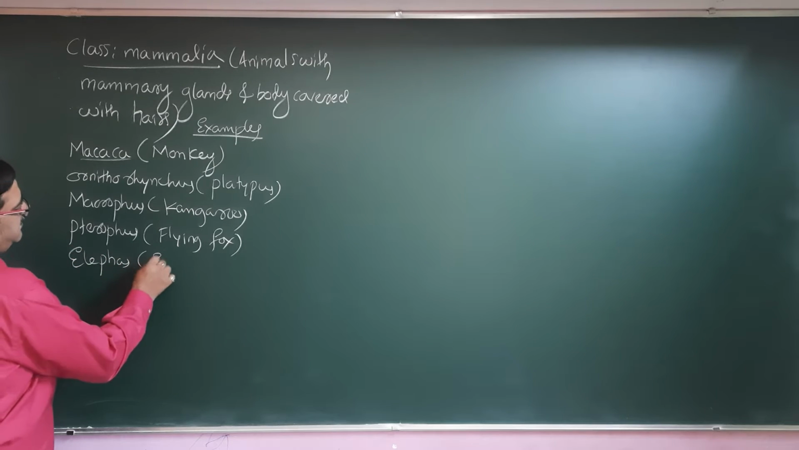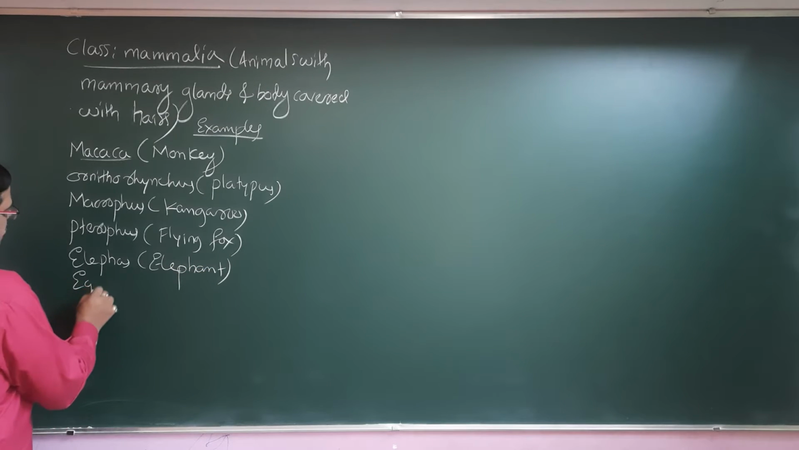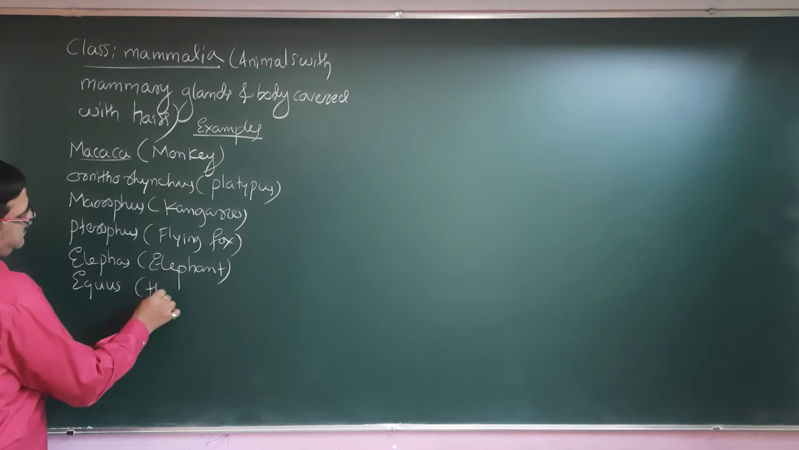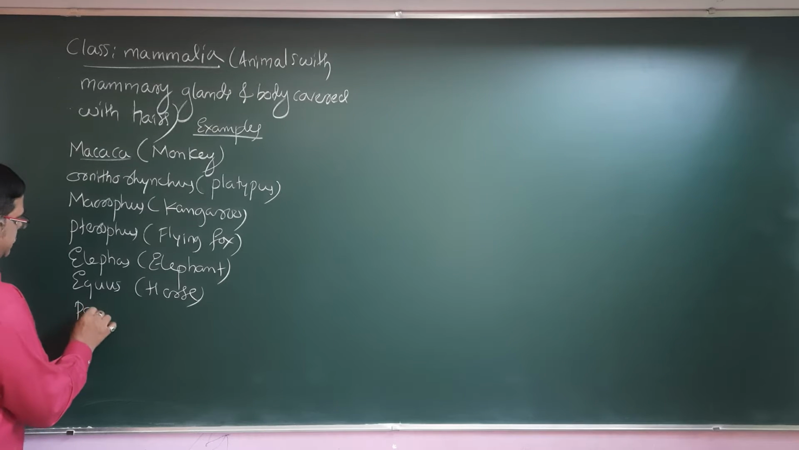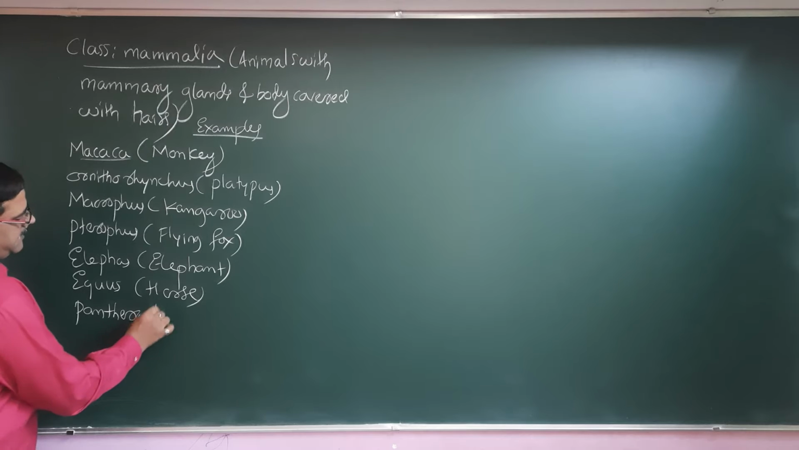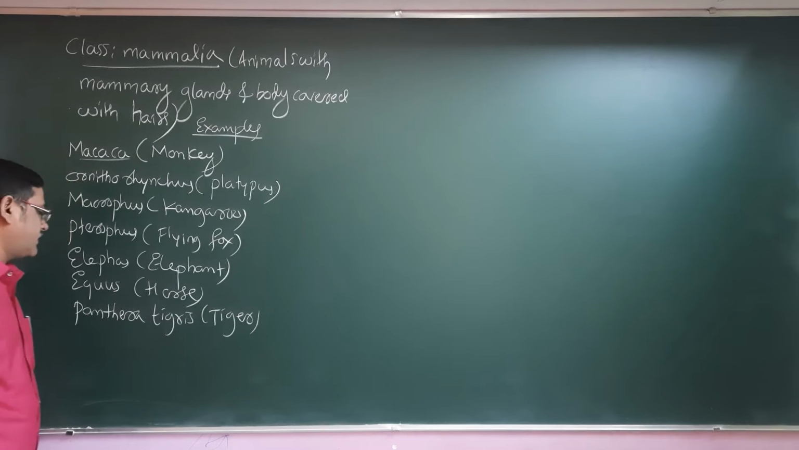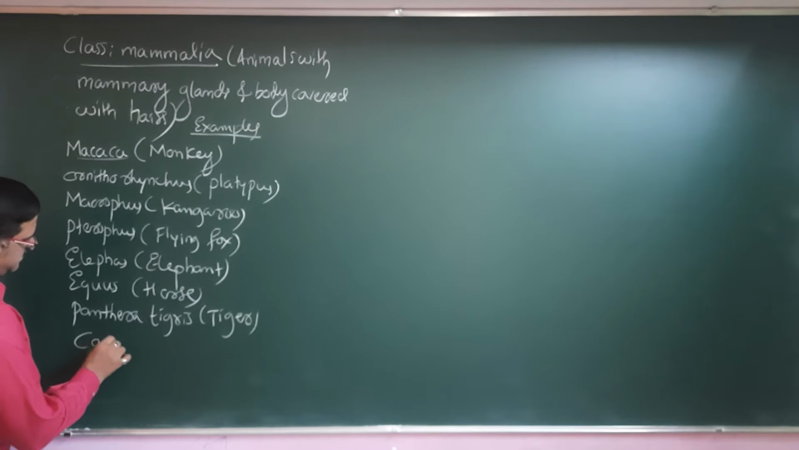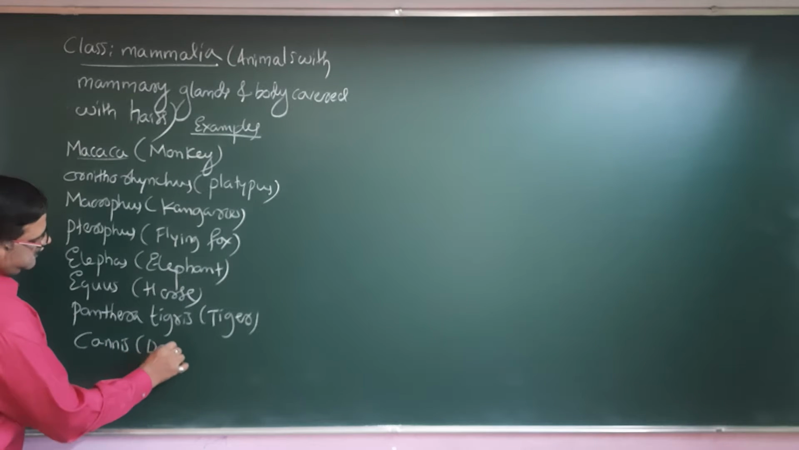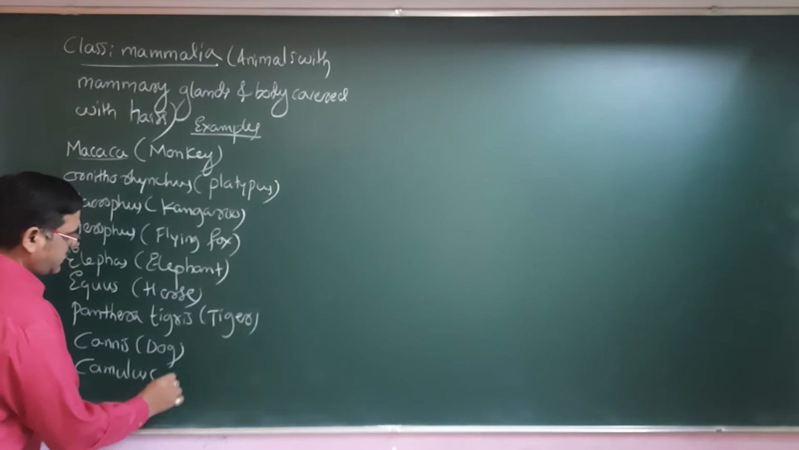Then Elephas. Elephas means elephant. Then Equus means horse. Then there is Panthera tigris. What is it? It is the tiger. And then what comes next? Canis. Canis means dog. Camelus. Camelus means mainly camel.